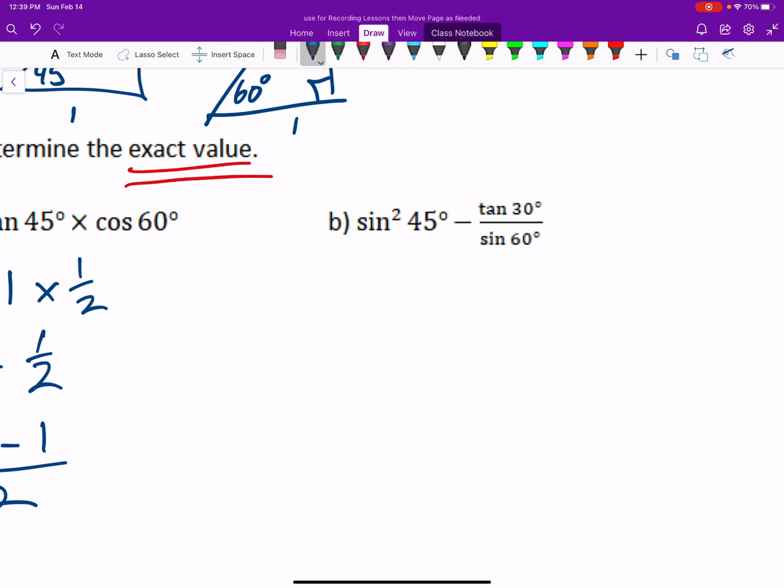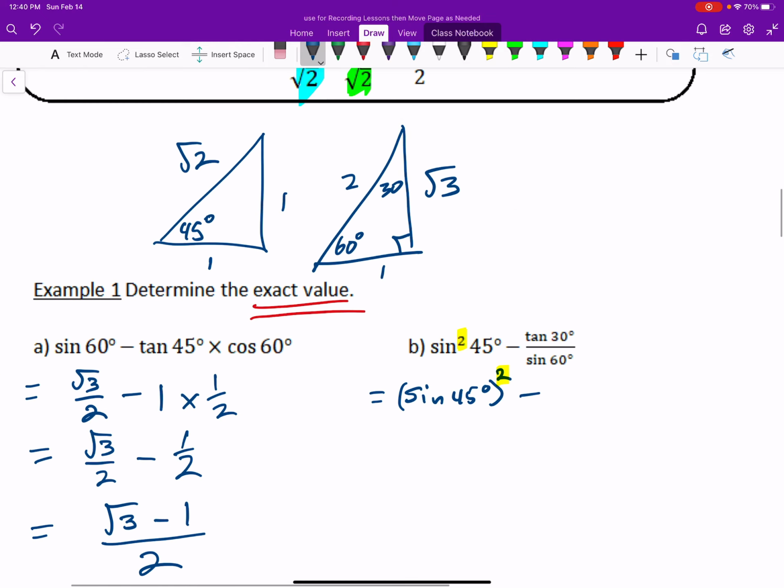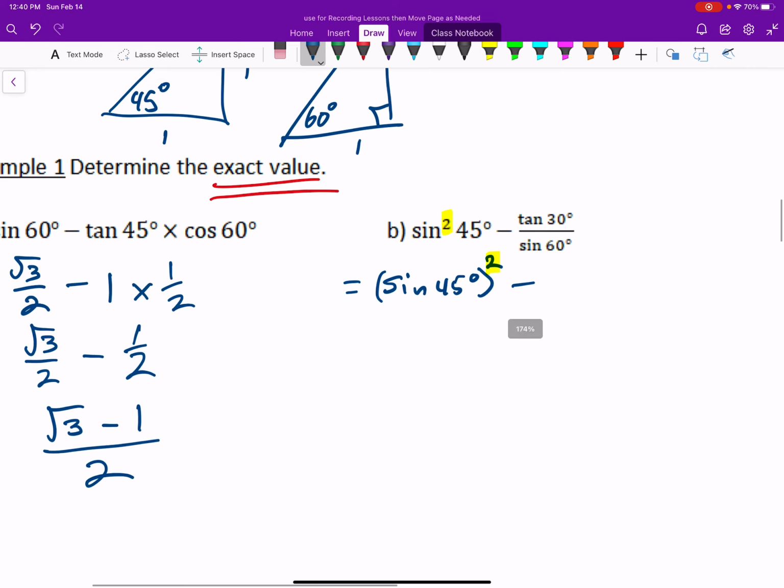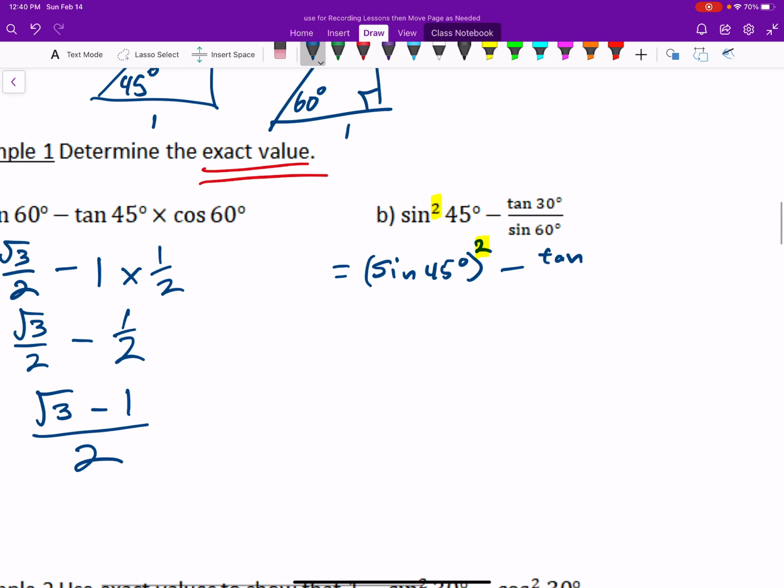In B part, we got sine. If you see a squared here, it means the same thing as if I had sine 45 and then I have the square out here. So that's what that is telling me. It's telling me find what the sine of 45 is first, then square my answer. Let's just write this out again and then start fresh on the next line. So I got tan 30 over sine 60.